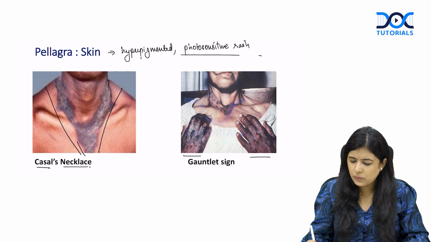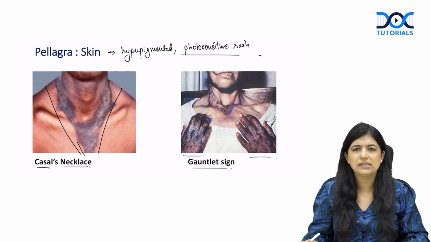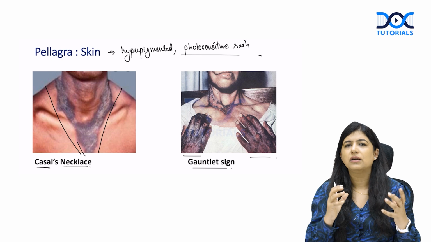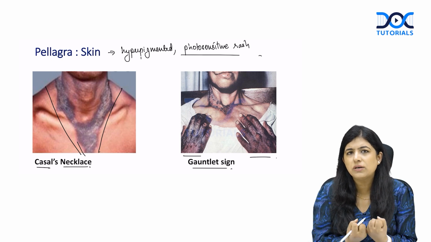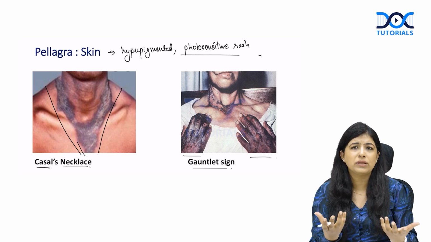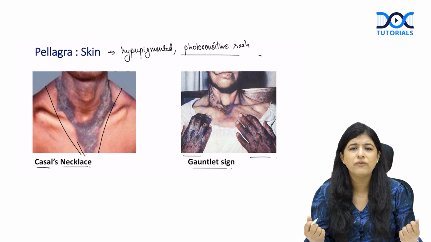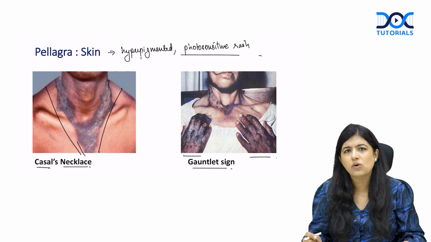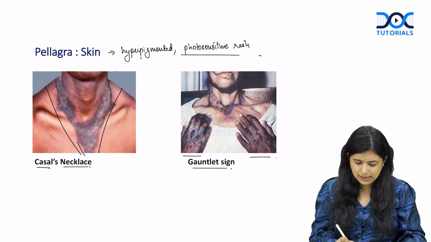Now, similar rash when present on the hands is called as the Gauntlet sign. Gauntlets were metal gloves which were worn in the older times. You might have seen that on the hands of some villains in old Hindi movies. So that is why it is called as the Gauntlet sign.